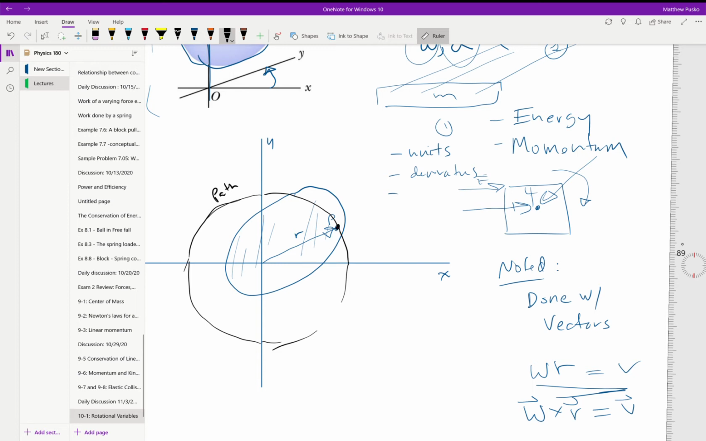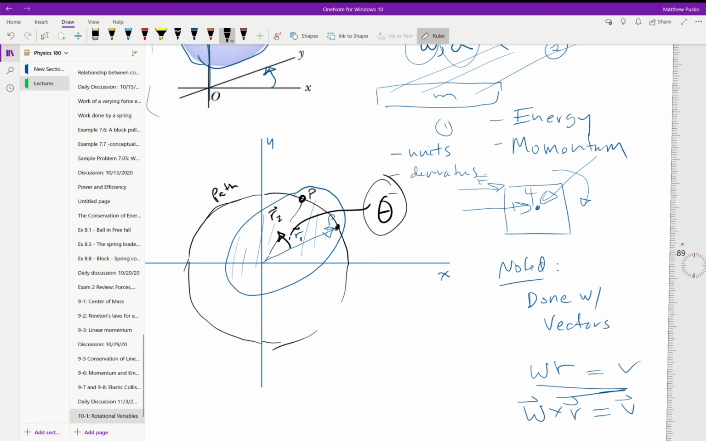So maybe this is the vector locating it at some initial time, and that point P will move over to some new location. What it did is sweep through some angle theta. So that's what we're looking at now. We're looking at the angular units, and theta and the radius r are going to be of the most interest to us.